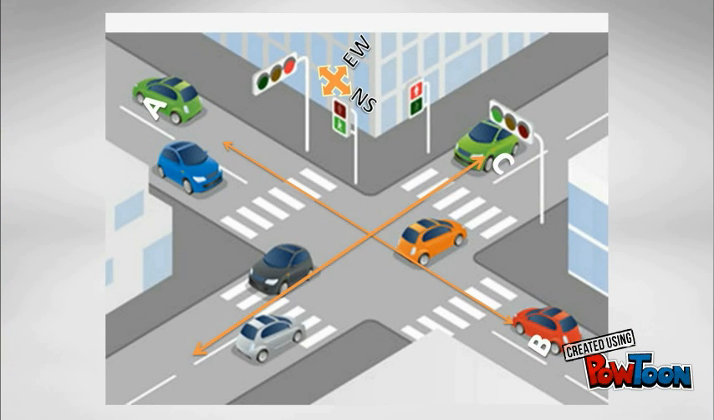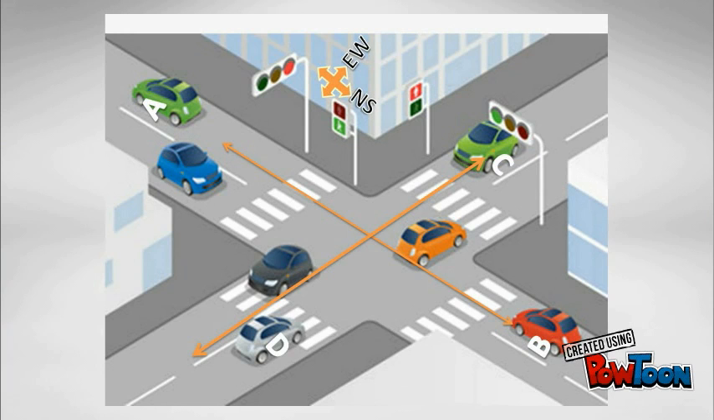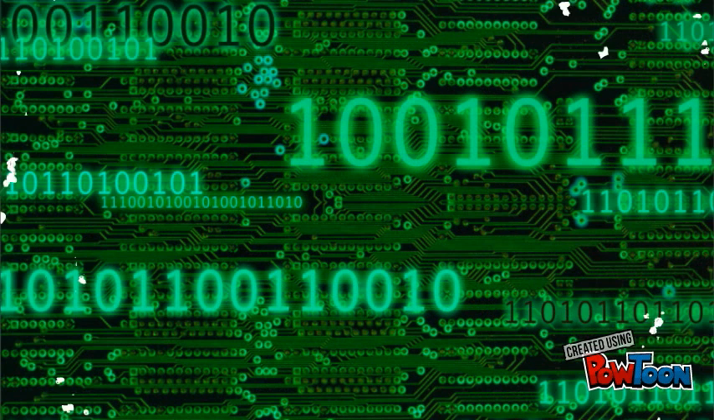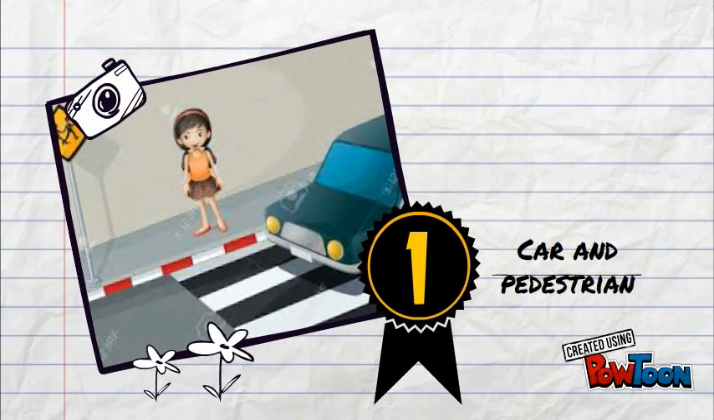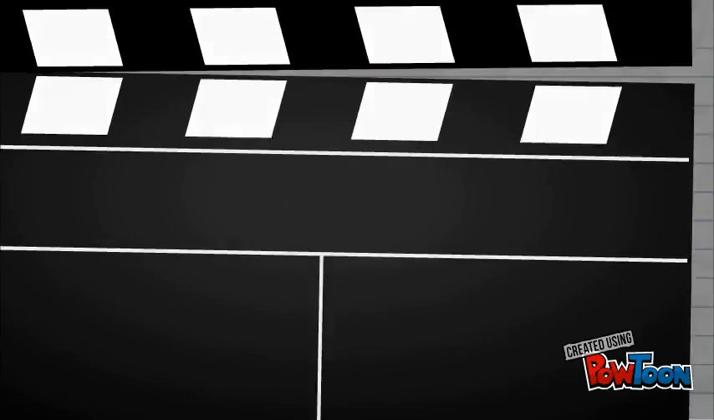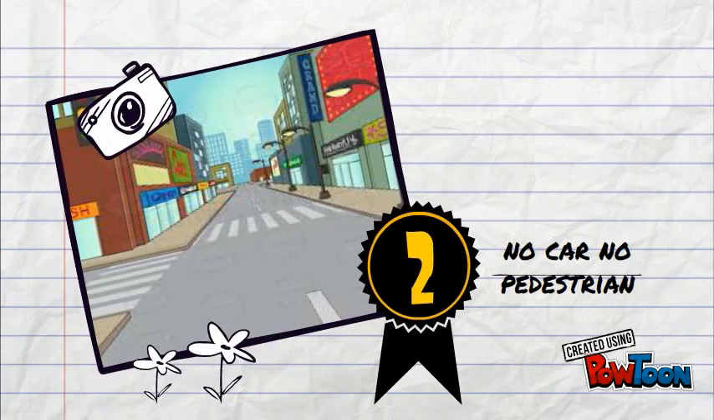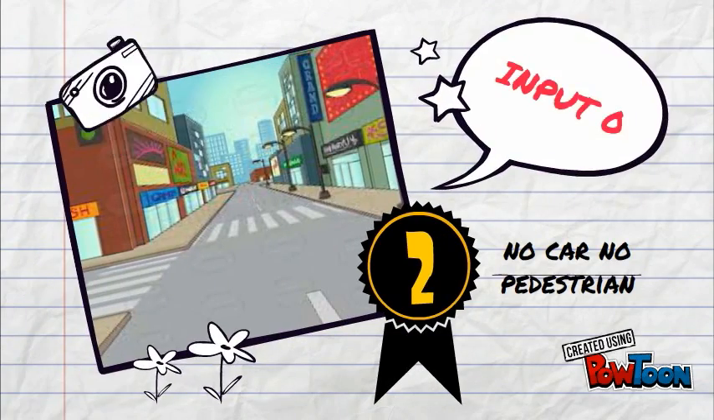Firstly, we define our situation as a traffic junction with cars labeled A, B, C, and D both in the north-south and east-west directions, and pedestrian crossings labeled E, F, G, and H. We will then use binary inputs and outputs of 0 and 1. When there's a car or pedestrian, we will denote this as input 1. Conversely, when there's no car or no pedestrian, this will be denoted by input 0.